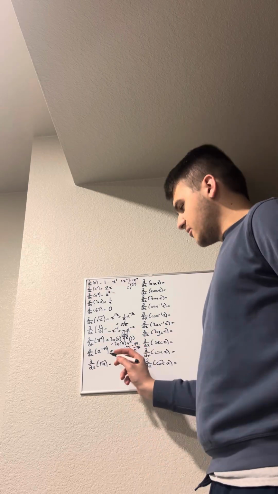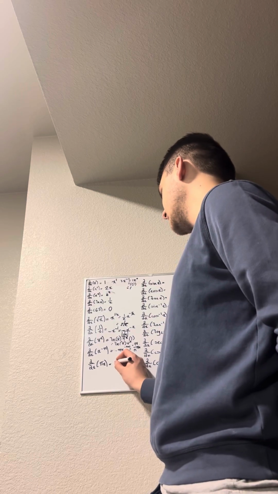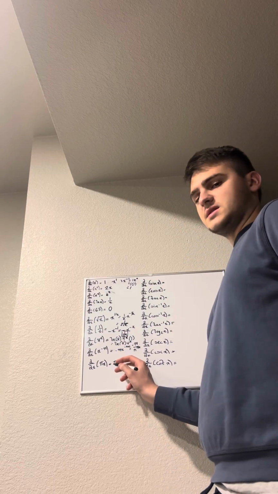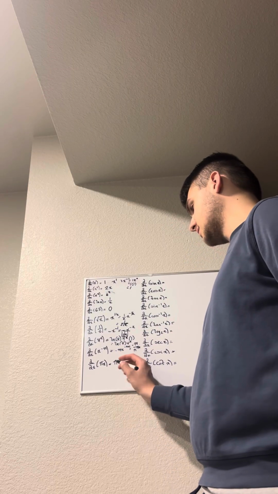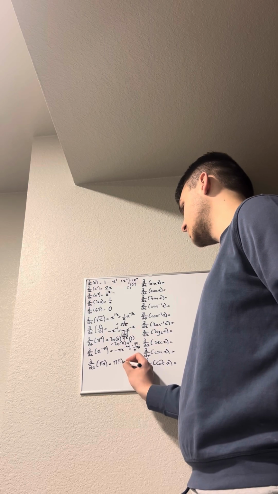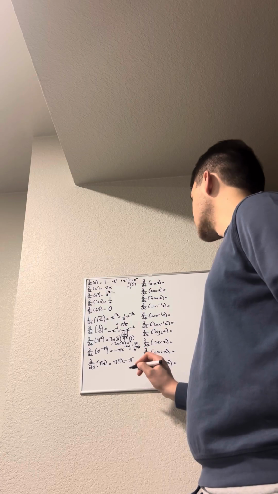And then the derivative of pi to the x is just simply going to be ln of pi times pi to the x, because the derivative of x is just 1, so this would just give you pi times 1, which just gives you pi in this case.